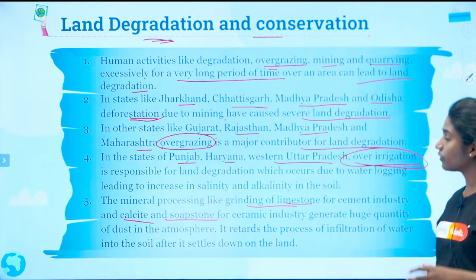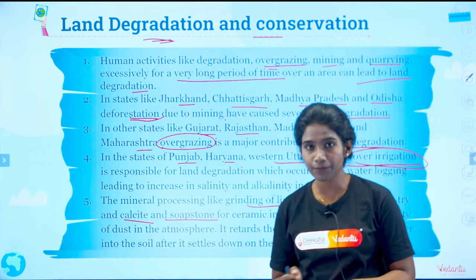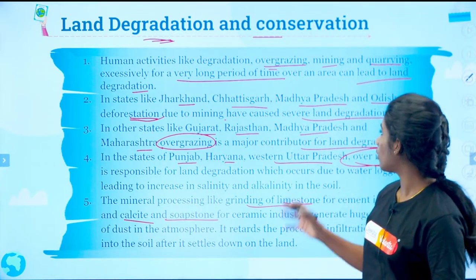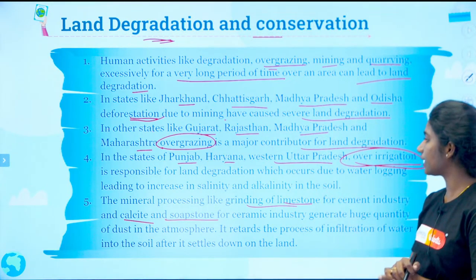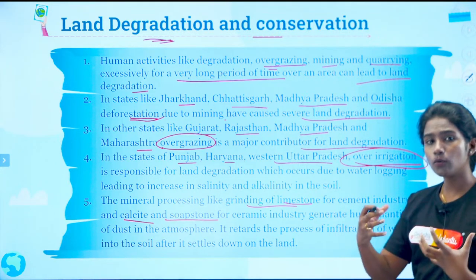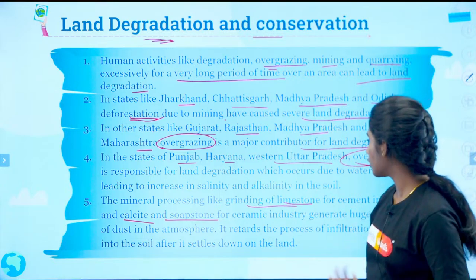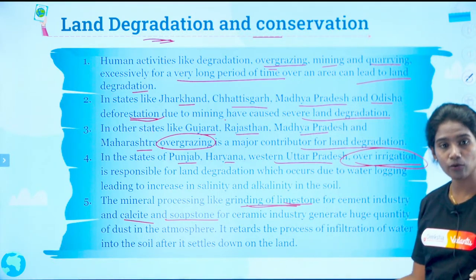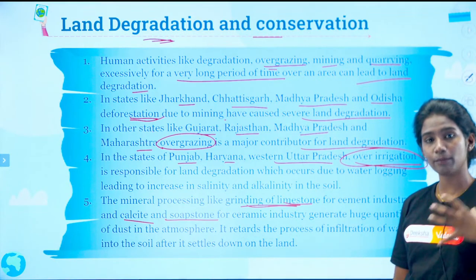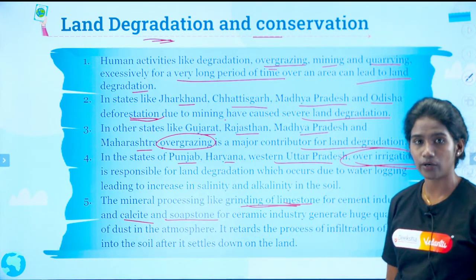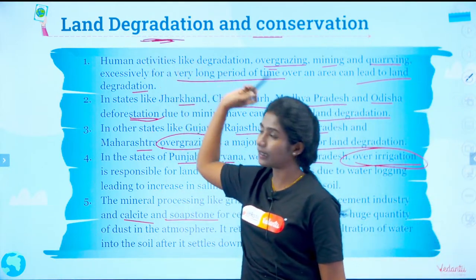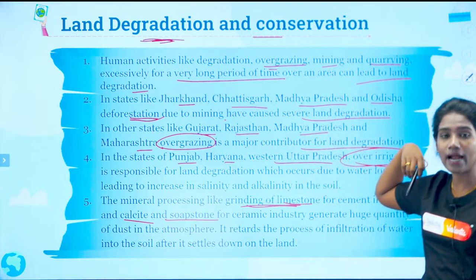Okay, now we understood the causes of land degradation. It is deforestation, over irrigation, and then what else? Overgrazing, all these are the reasons. And then there are certain industries from which too much dust is released, when they grind limestone, calcite and soapstone. These dust particles prevent the penetration of water into the soil, and eventually all these activities lead to land degradation.